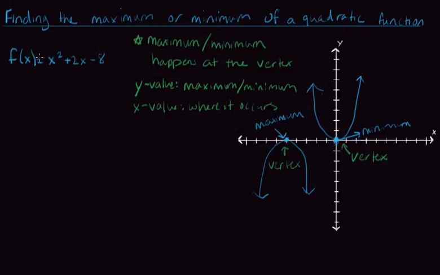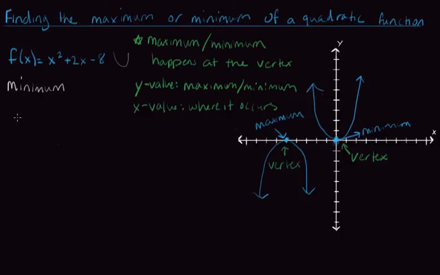Okay, so let's use that to try to figure out if we can find the maximum or the minimum value of this parabola. So, first question, does this have a maximum or a minimum? Well, it's positive, so that means that the leading coefficient is positive. So that means that it's an upward facing parabola. It faces up, which means it has a minimum. And then the minimum happens at the vertex. So let's figure out where the vertex is.